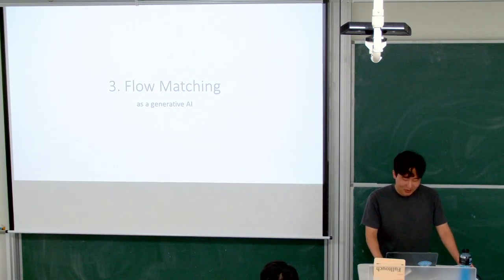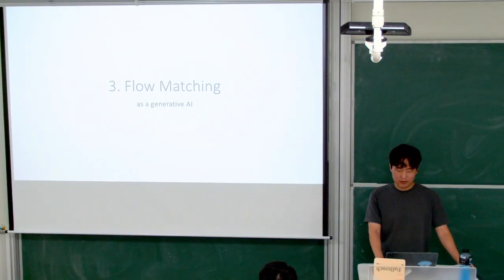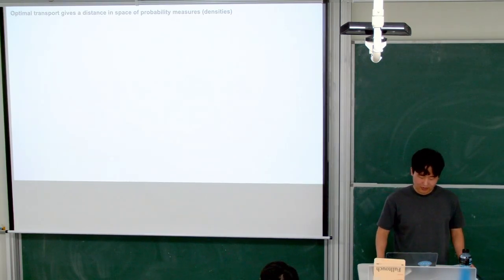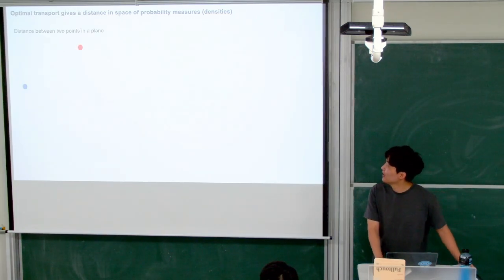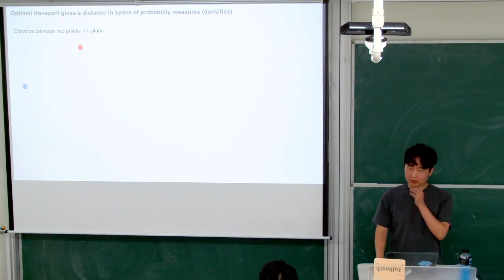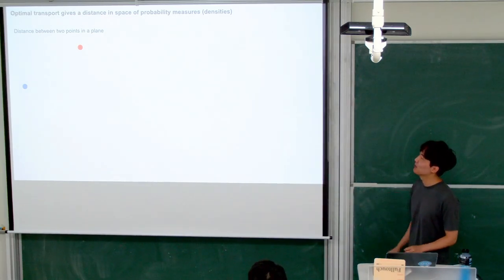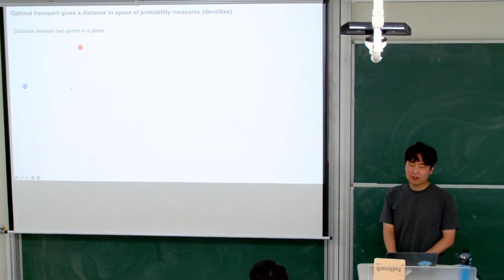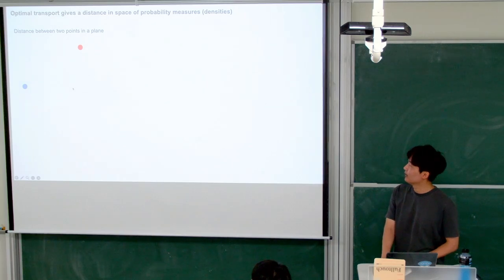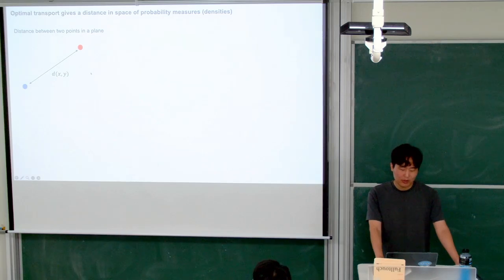Okay. So we ran through some basic optimal transport. Now we will move to generative AI, which is called flow matching. So I have to tell you something more about optimal transport. Optimal transport's biggest advantage is that it gives us a distance between measures. So let's begin with the distance between 2 points in a plane. 2 points have a distance like this. You can simply draw a straight line.